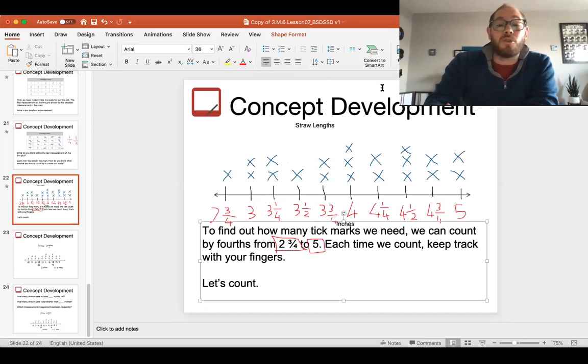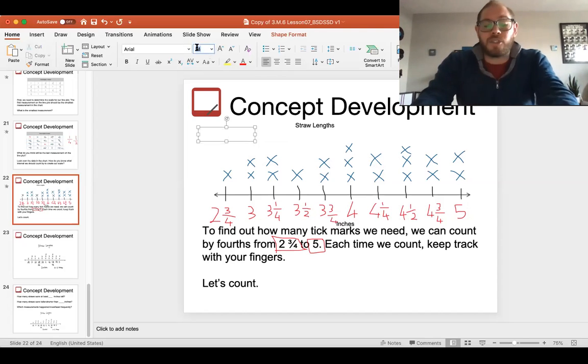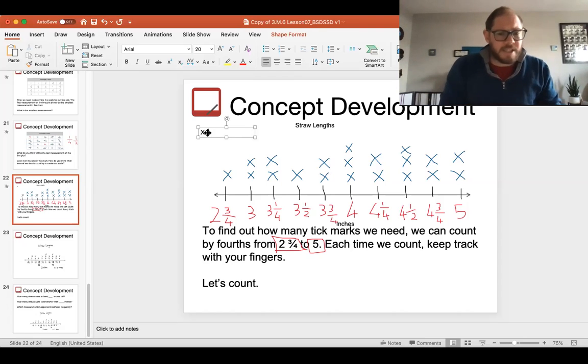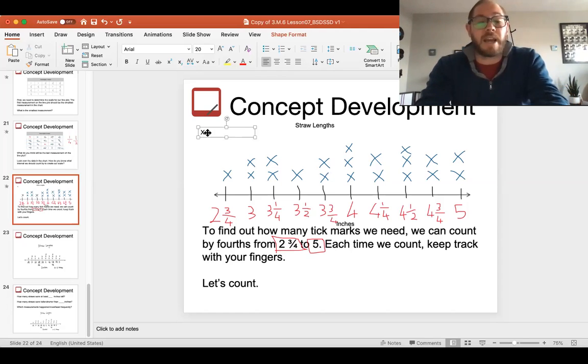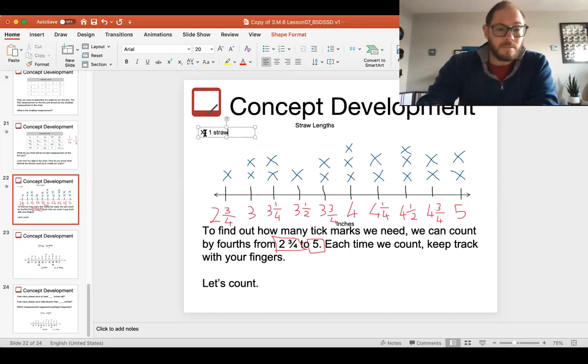And now I need to do one more thing. I need to say what an X means. I'm going to put it up here because there's not much room, but you could also put it underneath. What does each X show us? Each X shows us what? What information does each X show us here? Is it one hamster, one goldfish? What are we measuring? It's one straw. So each X equals one straw. There you go. Oh, that should be an equal sign, shouldn't it? There we are.